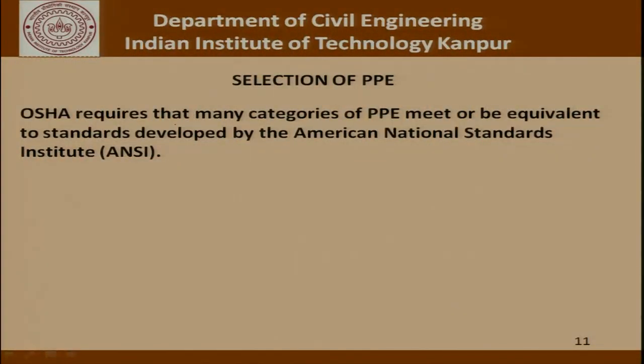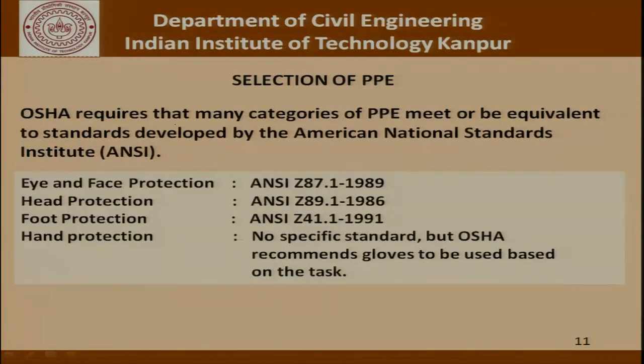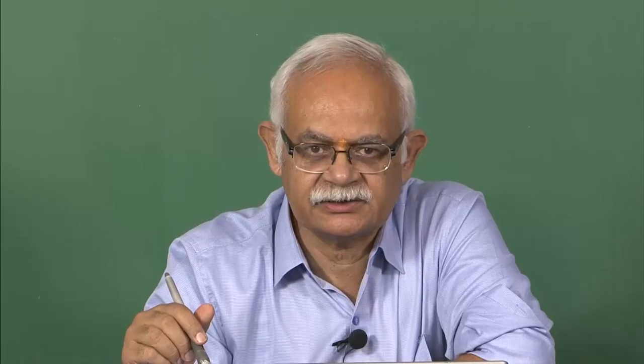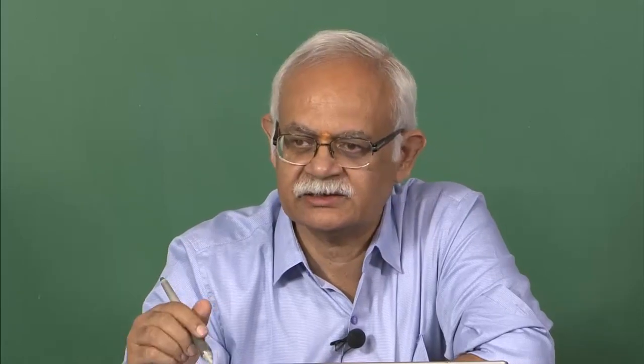Now, coming to the selection of PPE, the Occupational Safety and Health Administration, that is OSHA, requires that the PPE should be meeting or be equivalent to standards developed by the American National Standards Institute. Some of those standards are given here for eye and face protection, head protection, foot protection, hand protection and so on. There is nothing sacrosanct about the American National Standards Institute, but what is being said is that once the PPE is being procured and is being used, it is being issued, it should conform to certain standards, whether it is American or Australian or Indian, that does not matter.